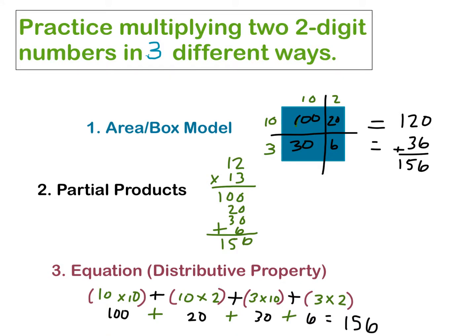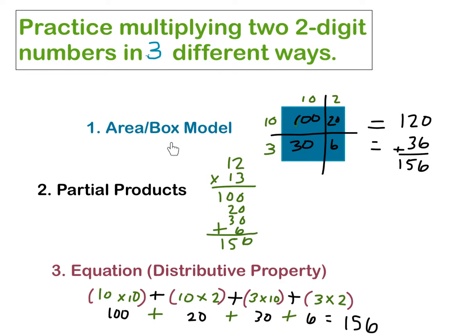In tonight's video, we're going to practice multiplying two-digit numbers in 3 different ways. First way is going to be our area model, or the box model. Then we have our partial products, and then finally our equation. These are just steps to get us down here to equation writing.